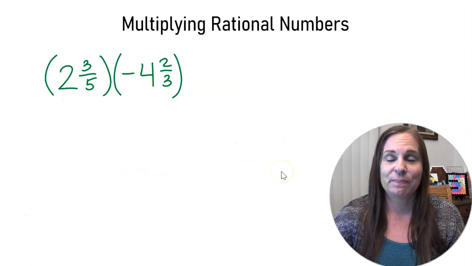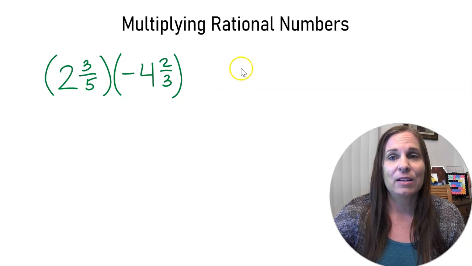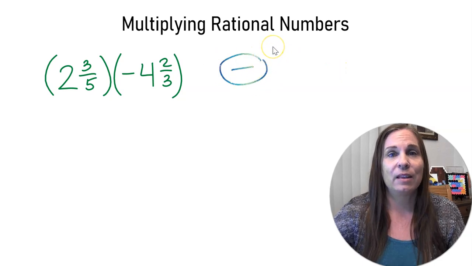Let's try this one. First, at the very beginning, I want to look at the signs of the numbers. I have a positive and a negative. When I'm multiplying and the signs are different, my answer is going to be negative. So I know right away that my answer is going to be negative. I'm just going to keep that right there.